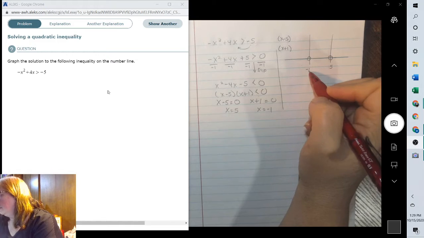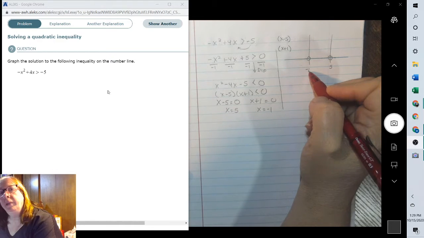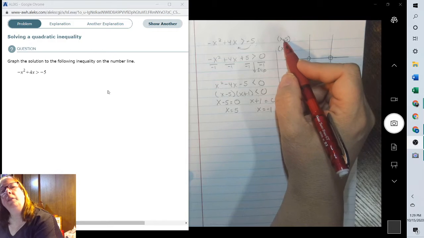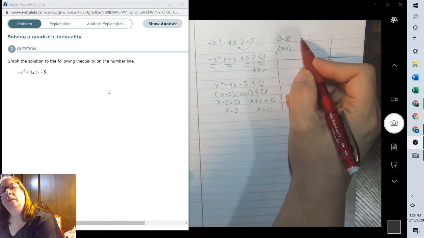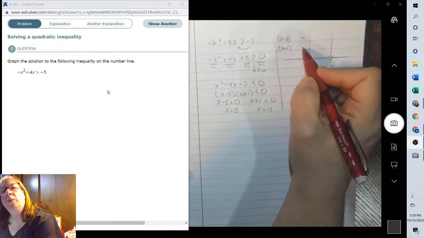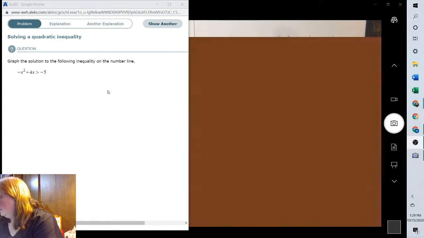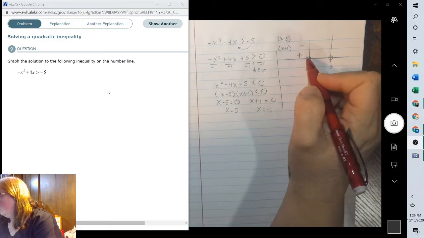So I could test -2. You're only worried about the sign. You don't have to calculate the value. If I plug a -2 in here, I have a negative value. -2 and 1 is negative. Multiplying them, a negative times a negative is a positive. So all of this is going to be positive.